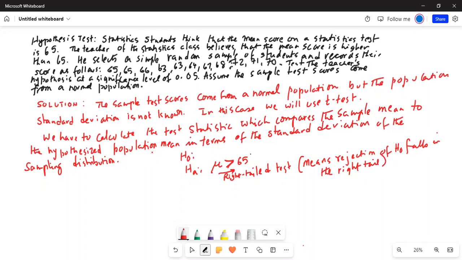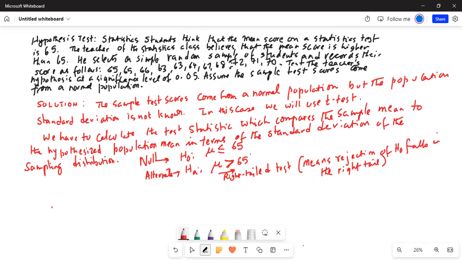Okay, so H sub 0 is my null and H sub A is my alternate. So if mu greater than 65 is the alternate, that's what the teacher wants to test, then the null hypothesis contains the opposite sign as well as the equal to sign. Null hypothesis will always contain the equal to sign. Okay, so that's the null, that's the alternate.